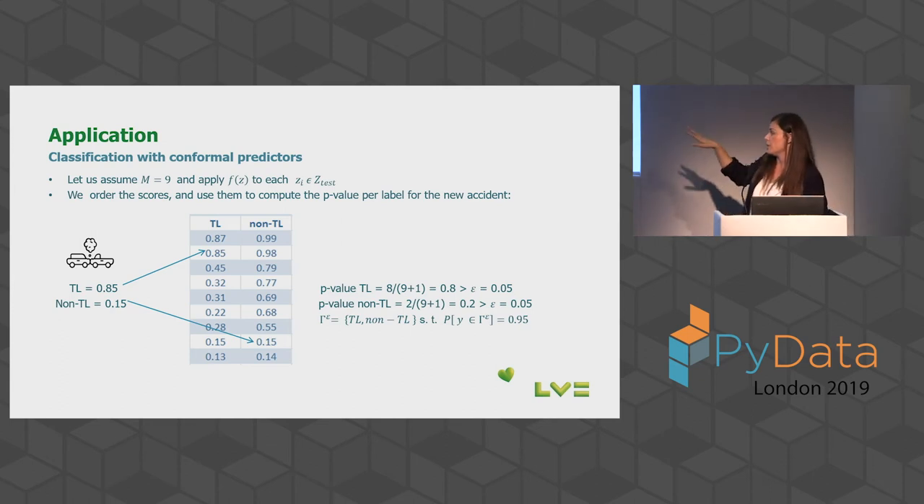Yes, it is, so it will be in my set of predictions. And the same for non-total loss. I compute the score, I go to my set of labels, I check how many of them are larger than the one I have. And then I just divide by the total number, I get a probability, I check if that probability is larger or smaller than the confidence level that I set at the beginning, and if it is larger, I put it in my set. So I get at the end a set that contains the true solution with 0.95 probability.